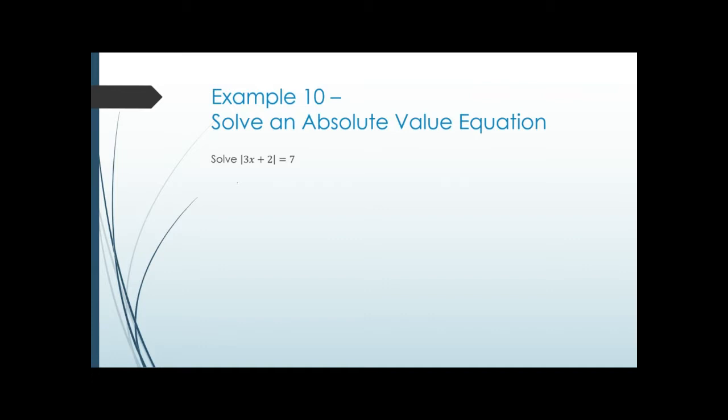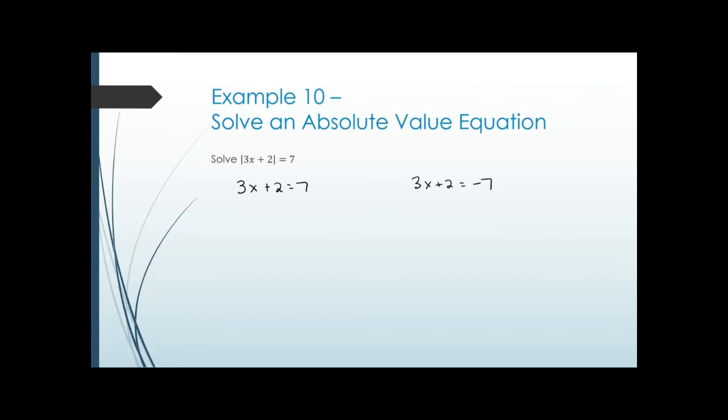One of them where I just ignore the absolute value and I have 3x plus 2 equals 7. But then another one where you have 3x plus 2 equal to the opposite of what's on the outside of the symbol. So instead of a positive 7, I'm going to take the opposite, which is a negative 7. So this creates two equations, one with positive 7, one with negative 7. Then you solve both of these for x.